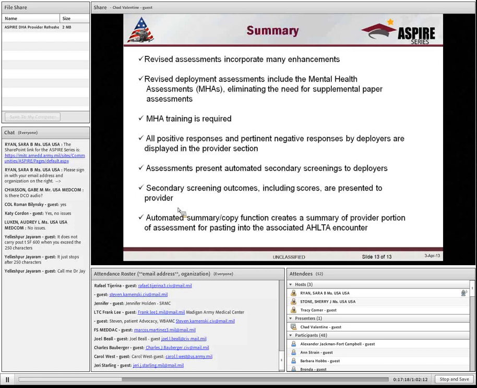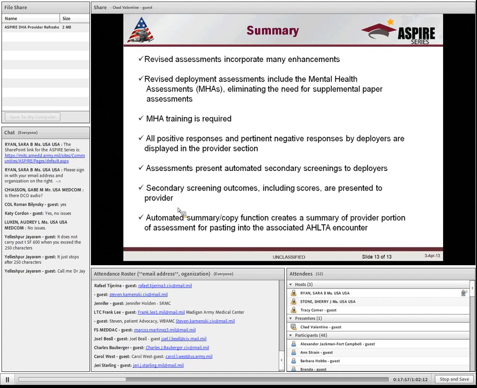Okay, so just as a summary, we went over the revised assessments and how they incorporate many of the new enhancements. The revised deployment assessments include the mental health assessment, the MHA. So we basically took those questions from the SAT form and incorporated them into the PDHRA. Therefore, that's why you need to do that mandatory mental health assessment training. MHA is required, and we posted this PowerPoint onto the file share. So when you go on there, you'll have the links. And of course, as I mentioned, if there's any issues with any providers who have not taken that training yet accessing those links, please contact me and I'll get you squared away.